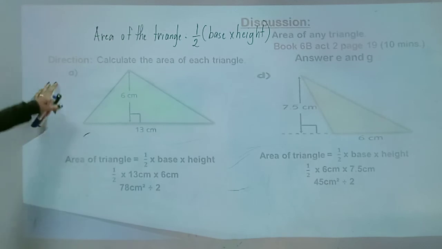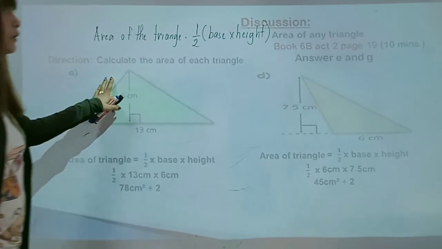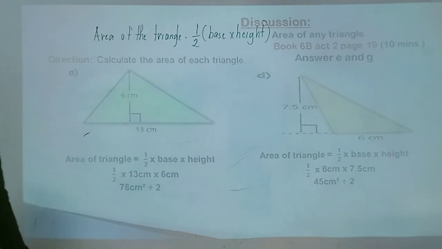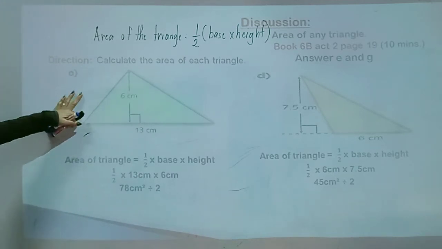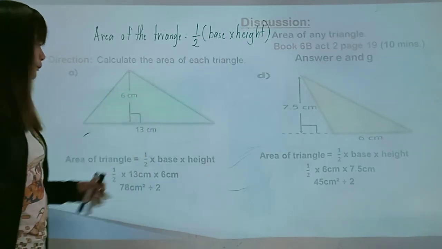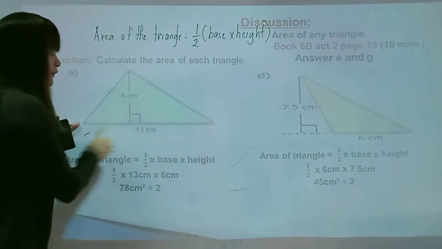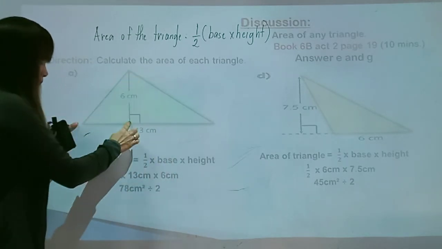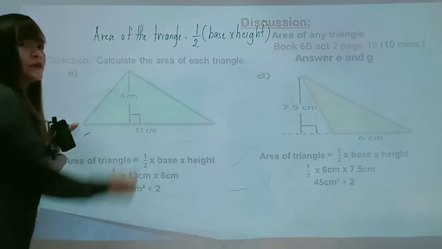Okay, let us first see the direction. Calculate the area of each triangle. Okay, let us do now. In letter A, as you can see, this is a triangle, okay? The base of the triangle is 13 centimeter and the height is 6 centimeter, okay?